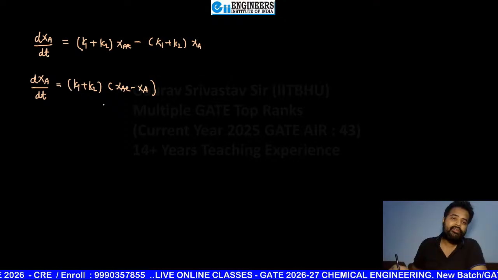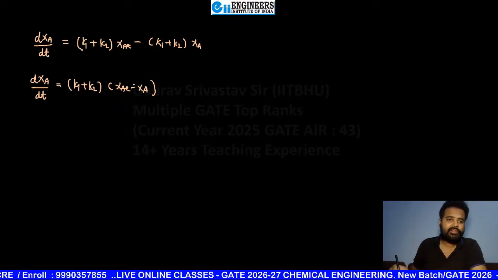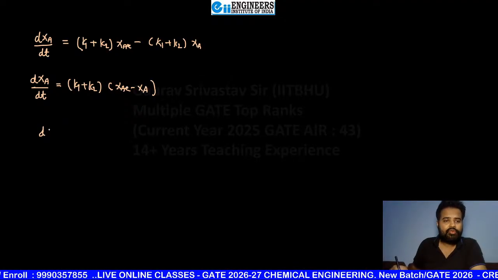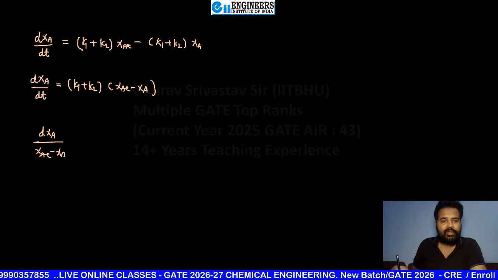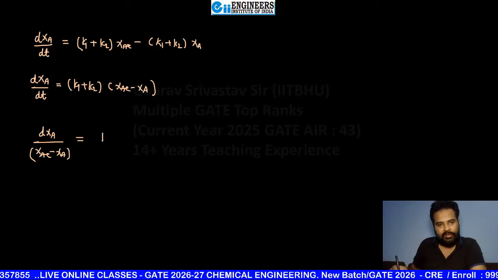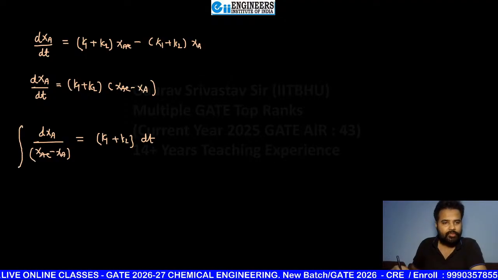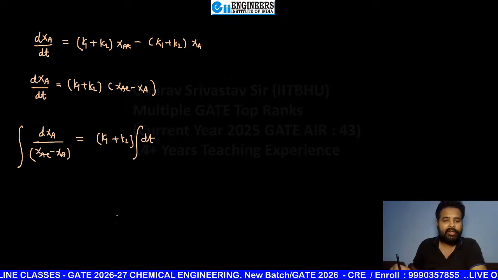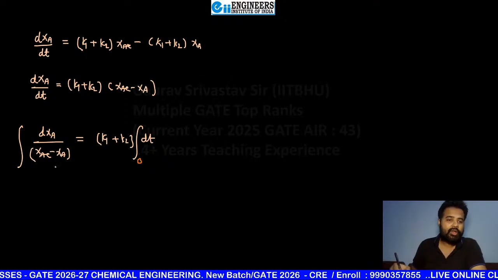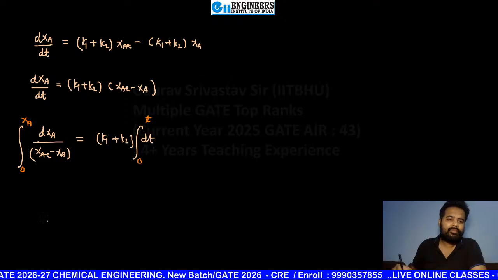Again, it is a very good first order simple ordinary differential equation. Easily you can solve it. So for solving, I can rearrange it like dXA upon (XAe minus XA), and on the right hand side (K1 plus K2) into dt. Now we have to choose the limits. So what should be our limit here? When time is 0, conversion was 0. At some time t, conversion was something like XA.